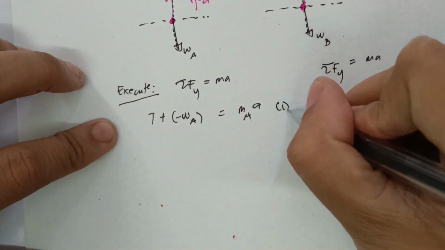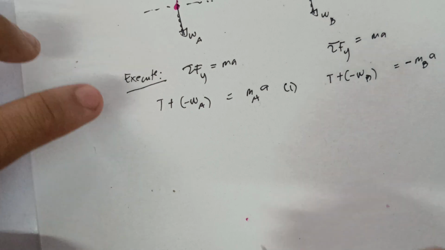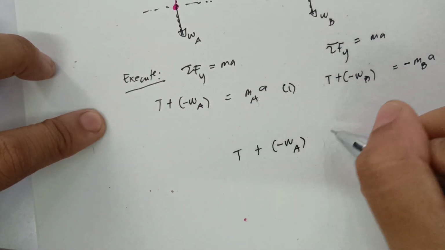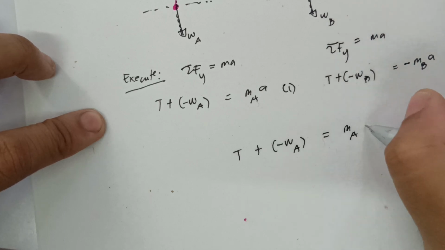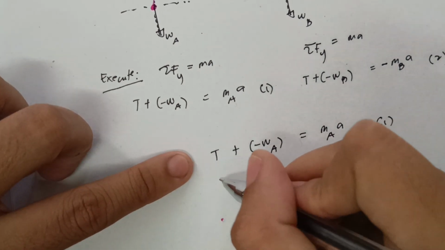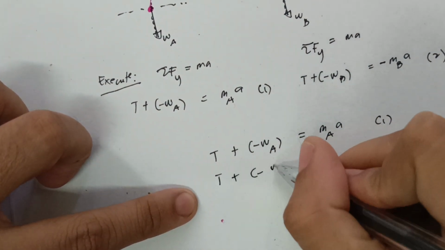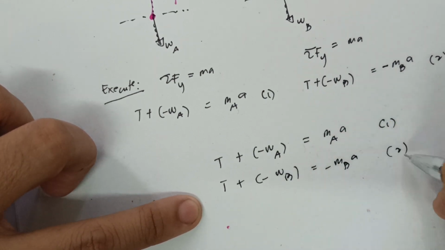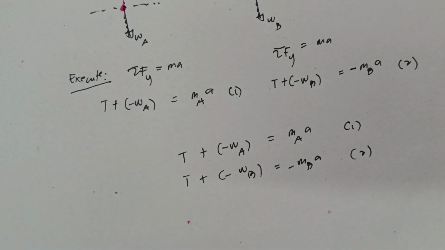So, paano yung elimination? This is equation 1, this is equation 2. I-write lang natin. So, this will be tension plus negative weight sub A is equal to mass sub A acceleration. So, that's your first equation. And then, we rewrite tension plus negative weight sub B is equal to negative M sub B A. Ayan. Second equation. So, again, yung tinuro ko sa class, equate natin yung tension, substitute natin yung value ng tension. Yun yung solving equation by substitution.